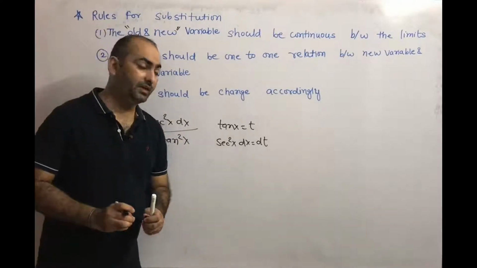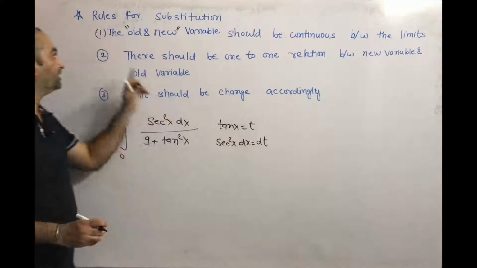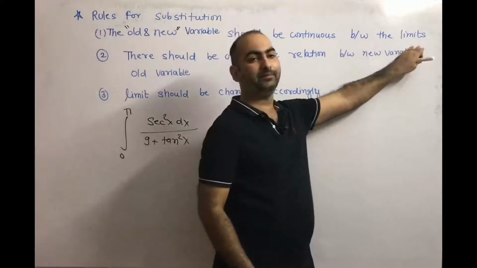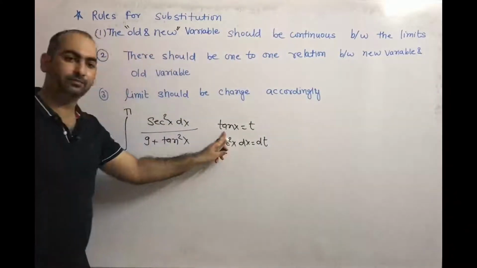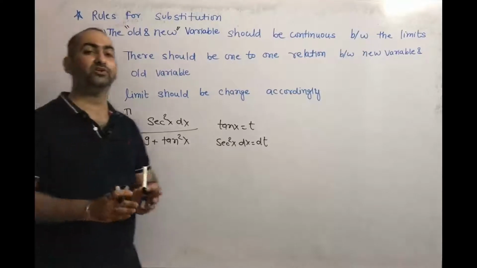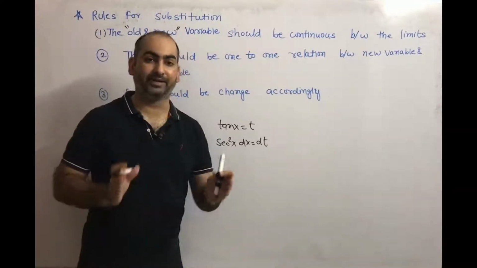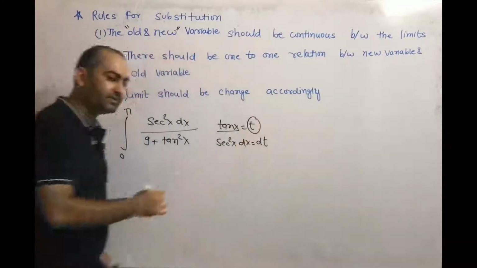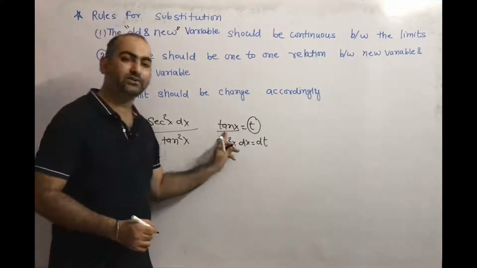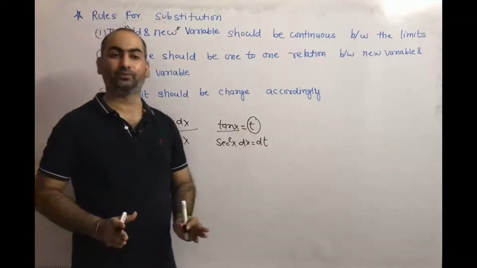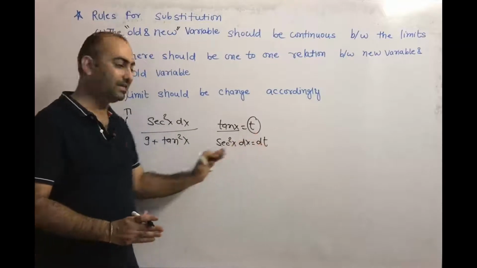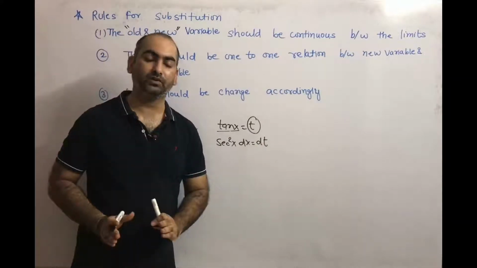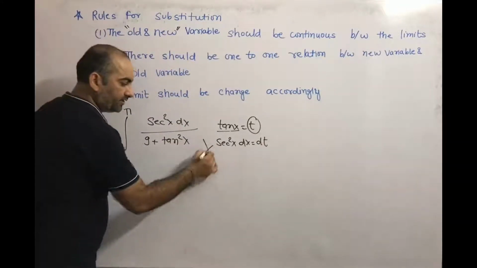But if you are putting tan x equal to t, you are not following this rule. According to this rule, the old and new variable should be continuous between the limit. You can see tan x between the limit 0 to pi is discontinuous at pi by 2, it will break. So tan x is discontinuous, and t is continuous in the interval 0 to pi. That means you are doing wrong. Both should be continuous between the limit. So if you use tan x equal to t here, you will get the wrong answer.